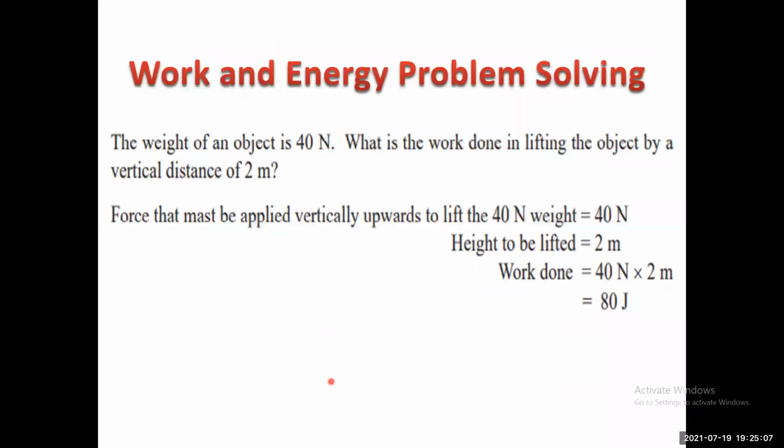We will take another example. Here, the weight of an object is 4 Newton. What is the work done in lifting the object by a vertical distance of 2 meters? Same equation and same calculation. The force that must be applied vertically upwards to lift the 4 Newton weight is 40 Newton. Height to be lifted, 2 meters. So what is the work done? Force times distance: 40 Newton, 2 meters. So 40 times 2, 80 Newton meter, or we can say 80 joules.